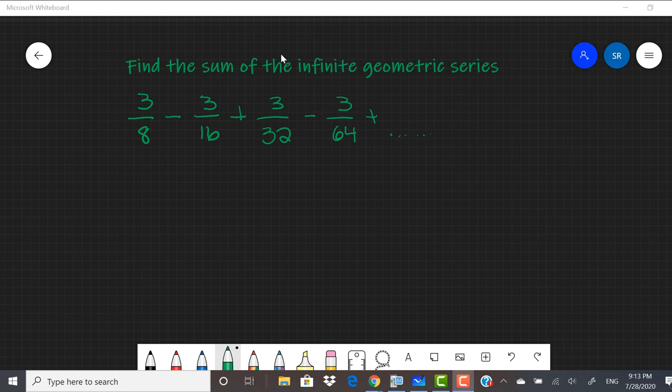So how do we know if an infinite geometric series is increasing or decreasing? Well, what we need to do is check the ratio. If our ratio is in between -1 and 1, we're good to go. We're decreasing, so we can find the sum. So let's check what our r is.